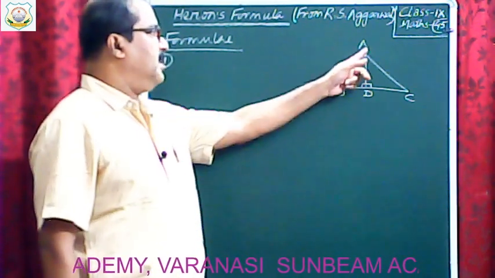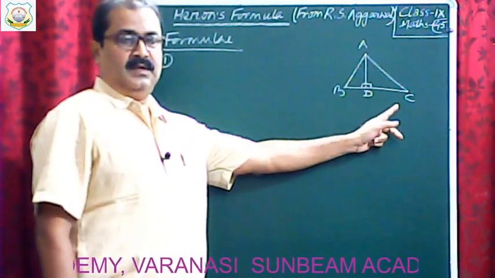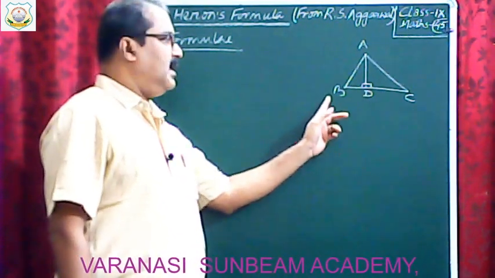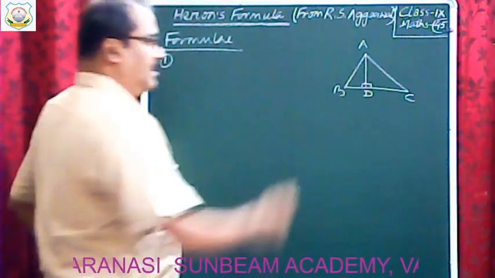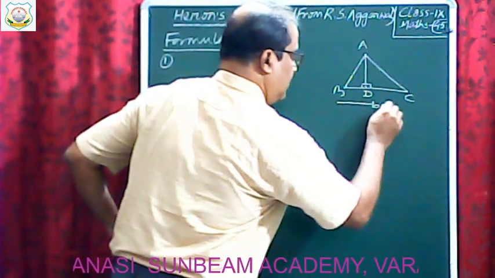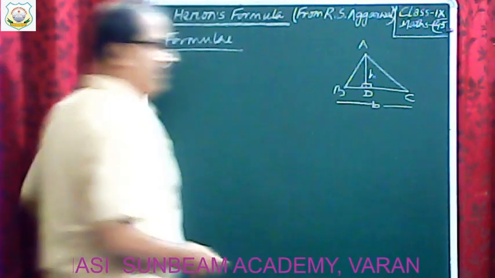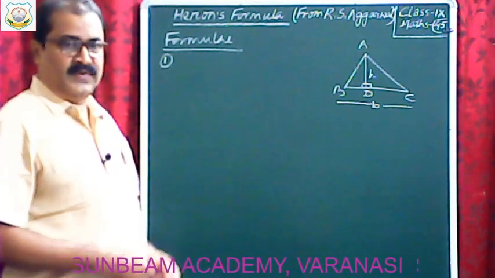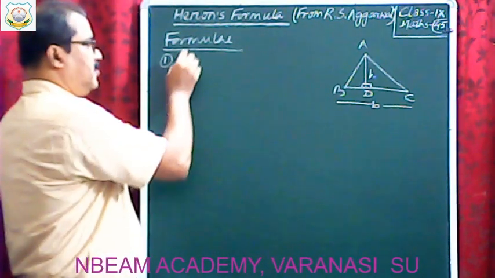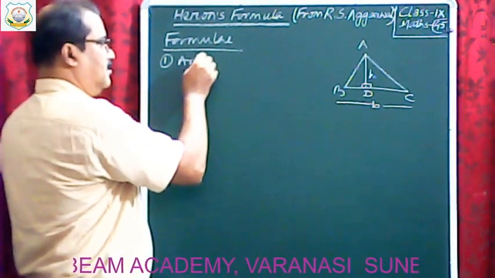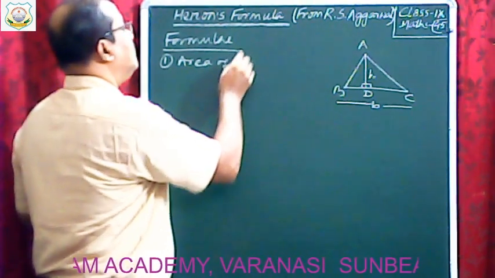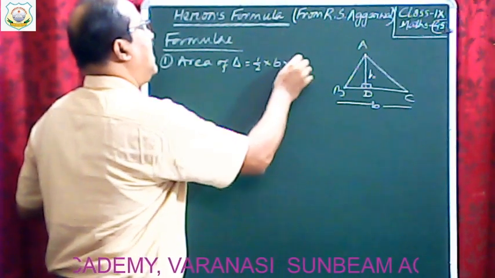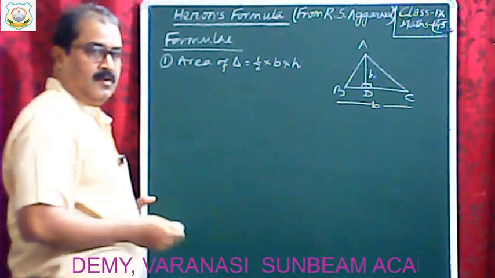We have drawn a perpendicular from A to BC. So AD is the altitude or height of the triangle, and the corresponding base is BC. That is base, height. If you know the base and height of a triangle, or base and altitude of a triangle, then area of triangle equal to half into base into height. Okay.